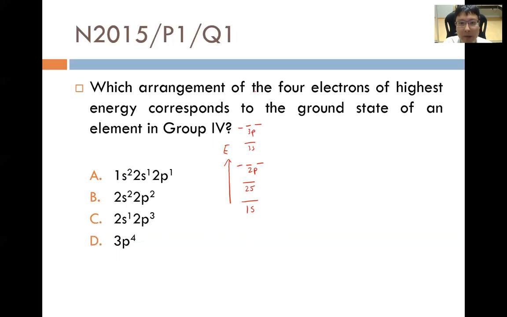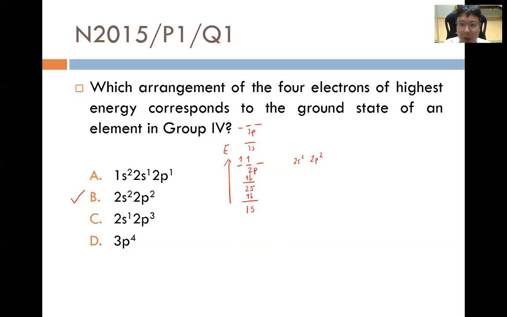Now, if we have a ground state of an element in group 4, it will mean that there are 4 electrons in the valence shell. So if I were to put this 1, 2, 3, 4, this would be the electronic configuration of the ground state of an element in group 4, and the arrangement of the 4 electrons of highest energy would be 2s2, 2p2, and B would be the correct answer.